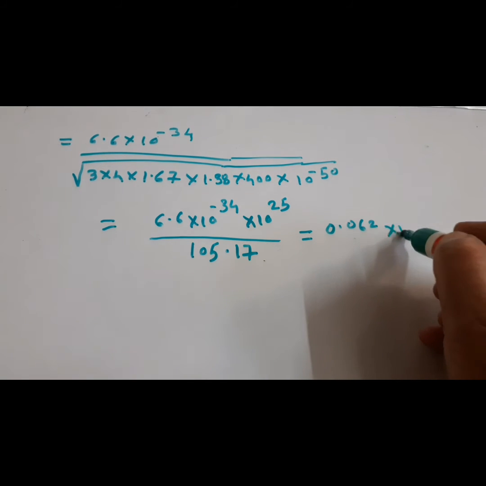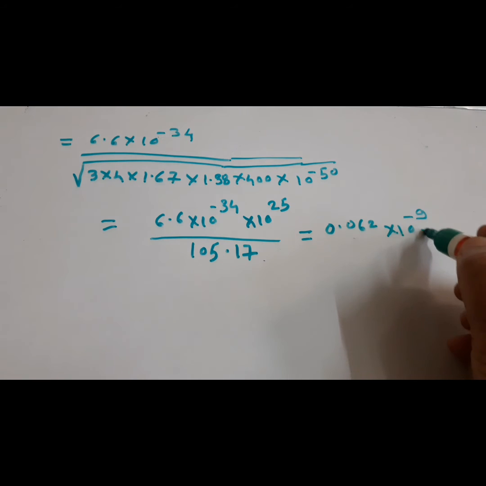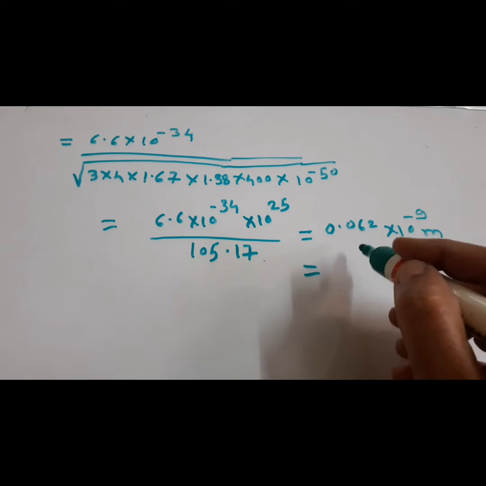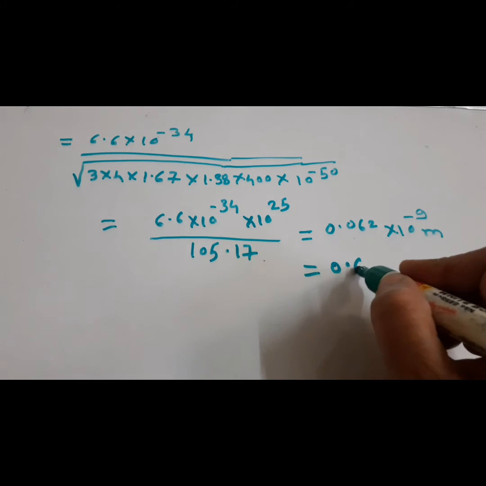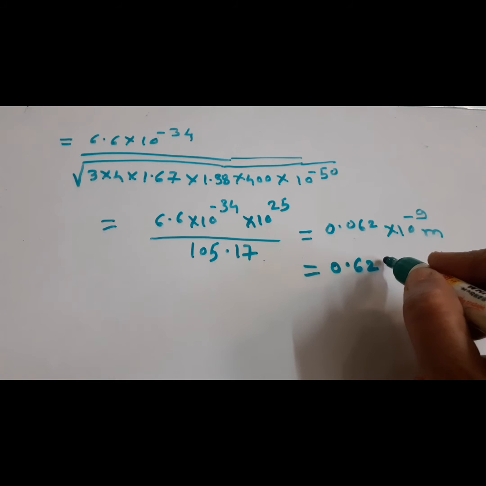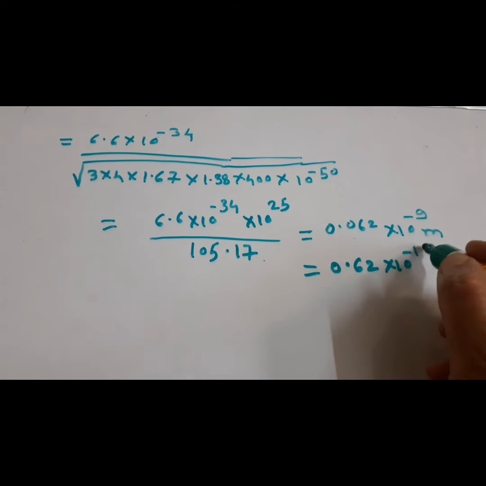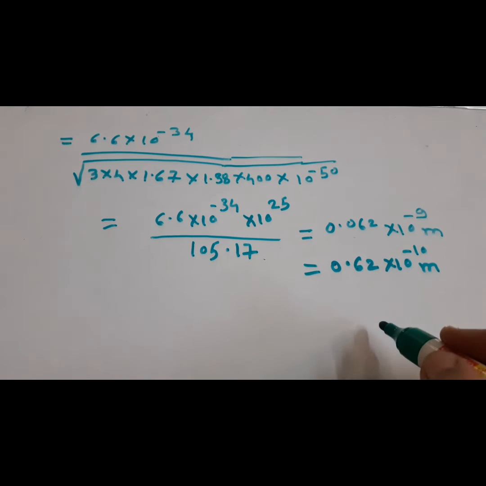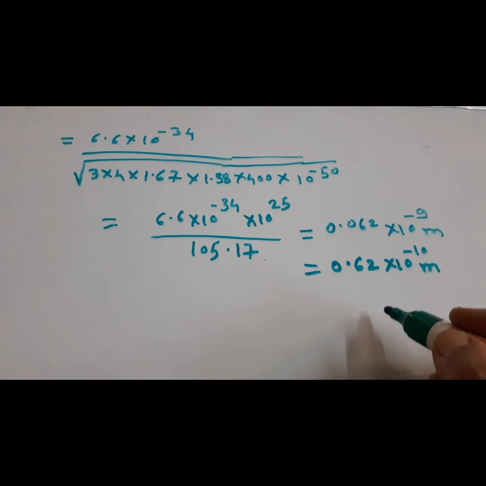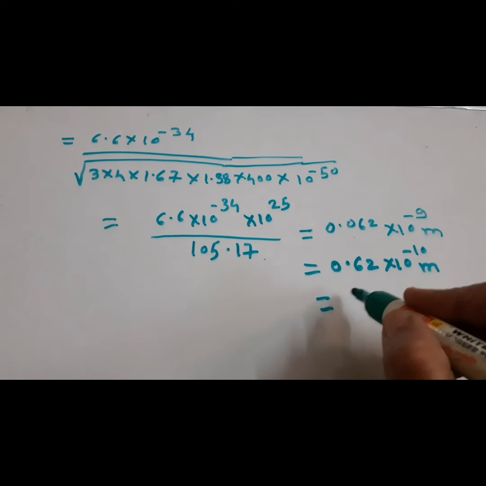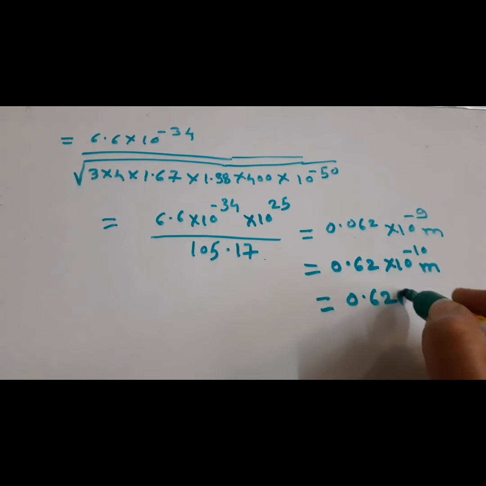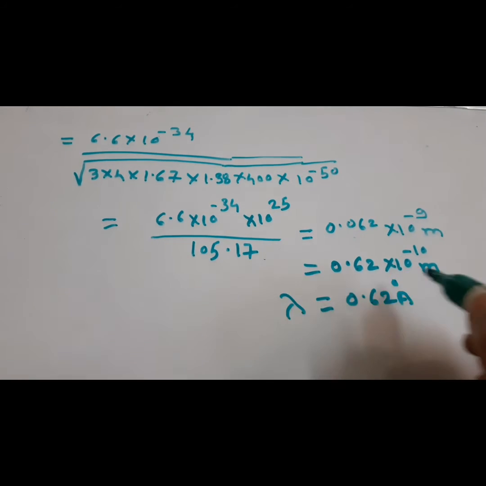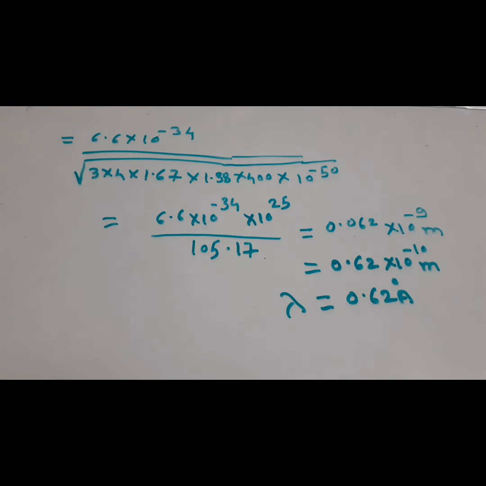That is equal to 0.062 into 10 to the power minus 9 meter, that is equal to 0.62 into 10 to the power minus 10 meter. But we know that 10 to the power minus 10 meter is 1 angstrom unit, so that is 0.62 angstrom unit. This is the wavelength lambda.